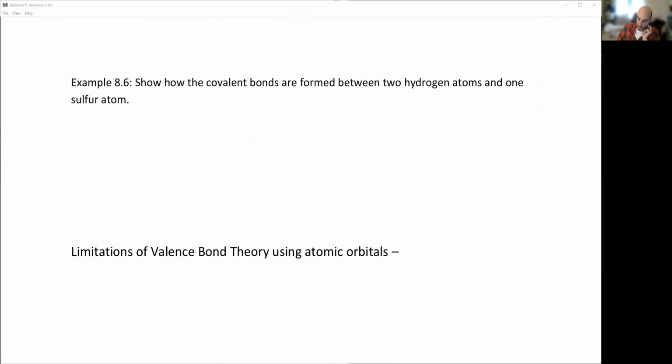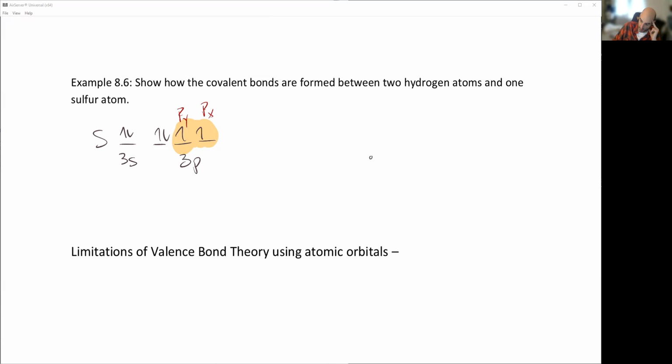How about this one? How should the covalent bond be formed between two hydrogens and one sulfur? So again, we're going to start with the sulfur. Here's my sulfur. This is going to be 3s, 3p, 1, 2, 3, 4. So I've got two potential bonding sites. We'll call this the px, and this is the py. So we're going to have interaction between the px and the py. So I have two p orbitals that can actually bond.